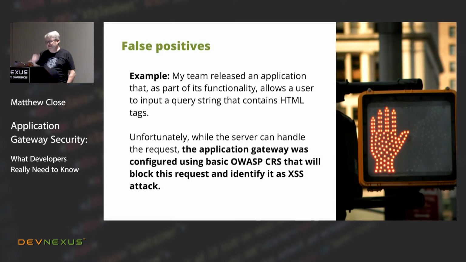Another common one, false positive. This is when legitimate traffic gets incorrectly flagged and blocked. So an example, again: my team released an application that, as part of its functionality, allows a user to input a query string that contains HTML tags, for good or bad. Unfortunately, while the server can securely handle this type of request, the application gateway was configured using the OWASP CRS, and that will block this request and identify it as cross-site scripting. So where did it go wrong?